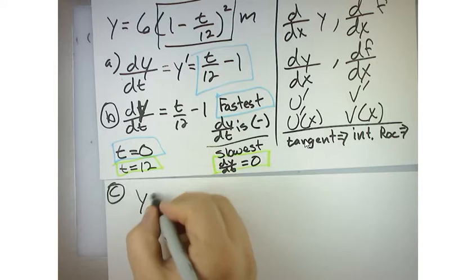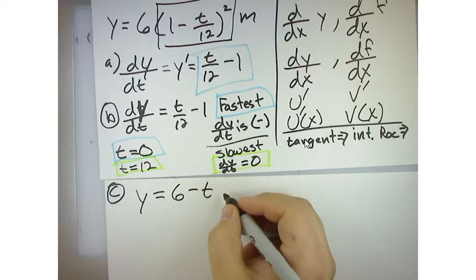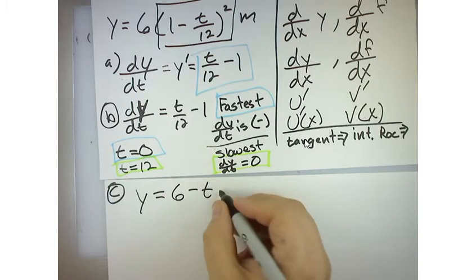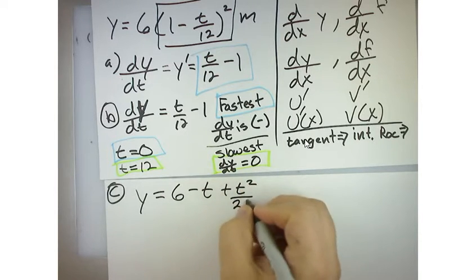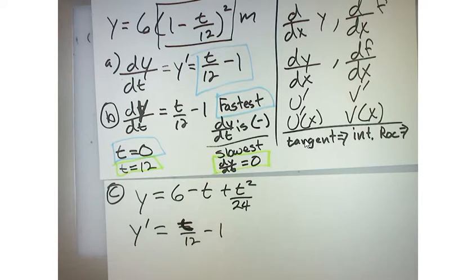So remember that y, what did we say the long version or the expanded version of y was? It was 6 minus t plus t squared over 24, right? And then we said that y prime was just t over 12 minus 1, right? Did I do that right? My t looks a little funny. I'm only writing it that way because it's a little easier to put in the calculator. So let's fire up the calculator and see what it does.